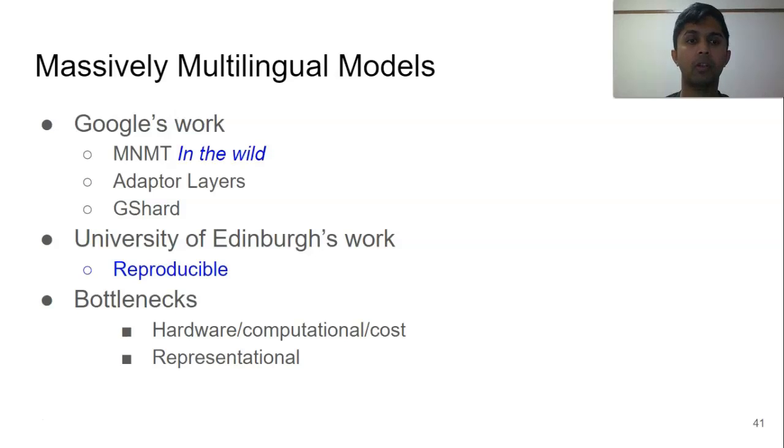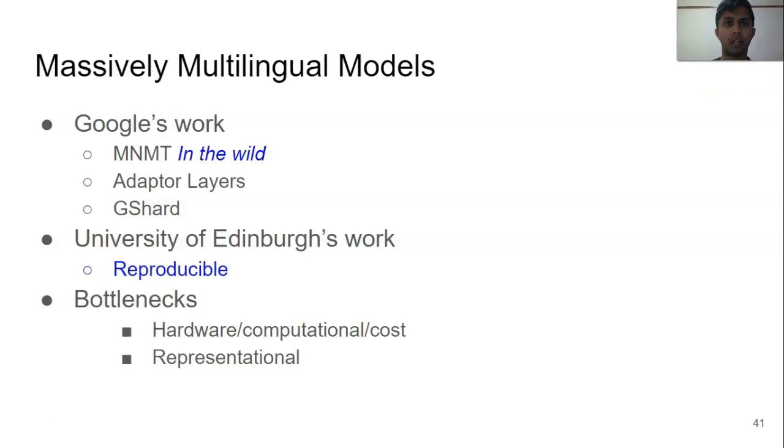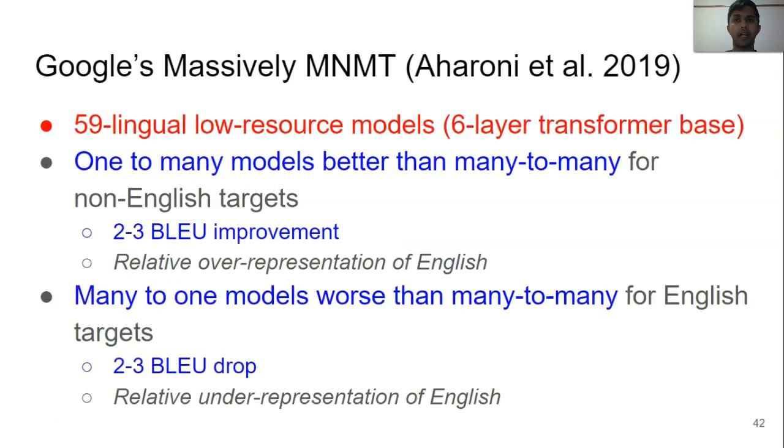Thereafter, I'll be talking about the bottlenecks, where I talk about the hardware, computational and cost-related bottlenecks, as well as representational bottlenecks because of lack of parameters or lack of computational complexity thereof. Now, note that this work on massively multilingual models is rather recent, having started in 2019. Aroni et al. in 2019 trained the first massively multilingual neural machine translation model on 59 low-resource language pairs using a 6-layer transformer base.